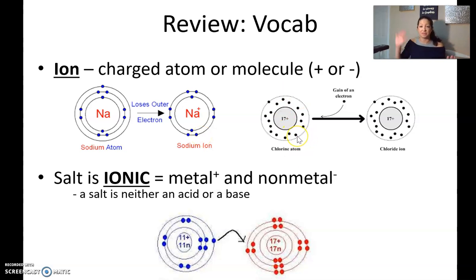A chlorine atom is from the right side of the periodic table, and it has gained an electron, so it has a negative charge because it gained the negative particle. When the sodium gives one electron to the chlorine, they form two ions that have an electrostatic attraction, which is kind of like a positive-negative or magnetic attraction. And we call that an ionic compound, which is also a salt. So salts are ionic. Ionic compounds are salts.